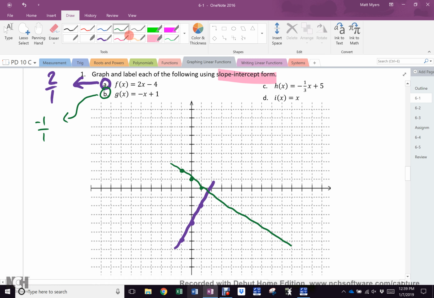Everybody try to do C. You know how to do it. It looks different, but you're going to apply your knowledge and you're going to figure it out because you're intelligent young people. I will wait a moment for you all to decide where to start and then decide how to address the other part of slope-intercept form.